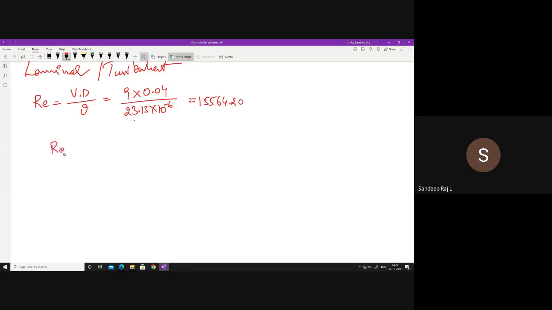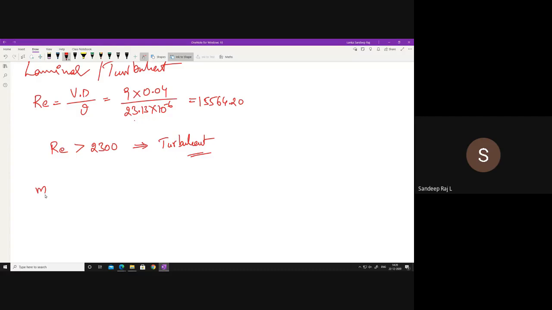So what do you see? The Re is greater than 2300. That implies the flow is turbulent flow. Okay, that is the question, and that is the understanding about the question. So next thing is you have to find out the mass flow rate.